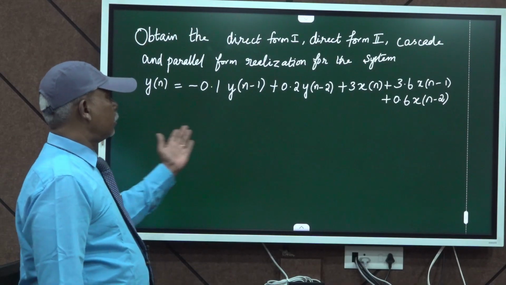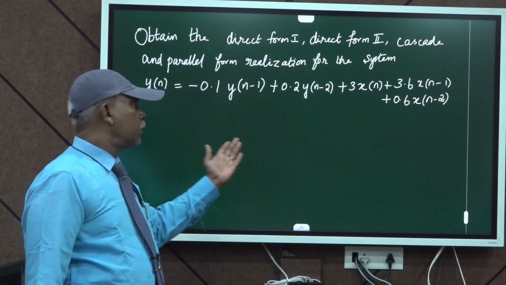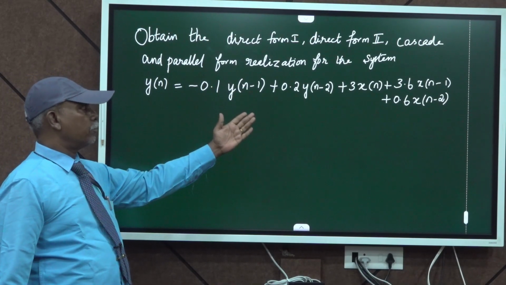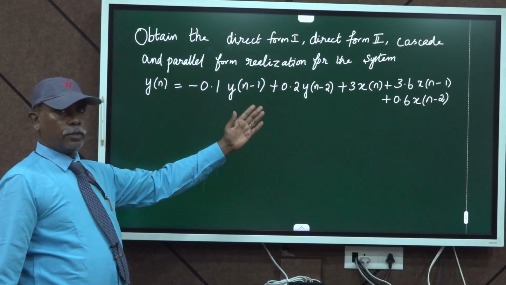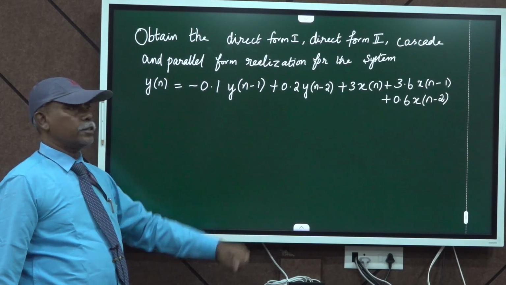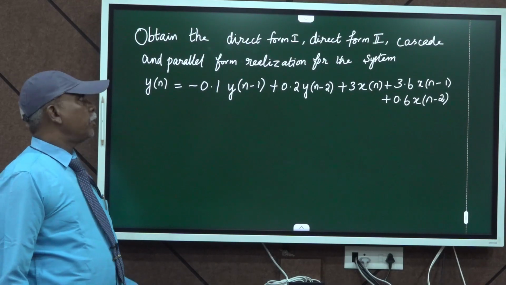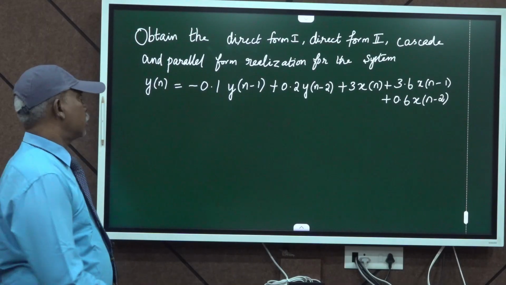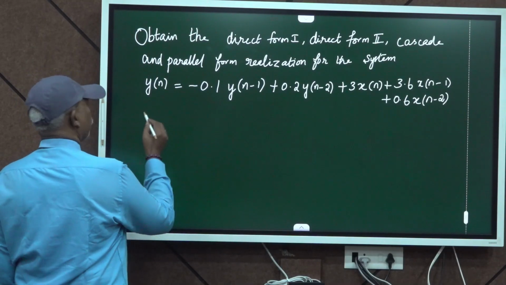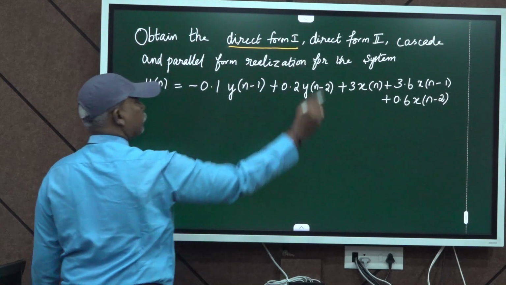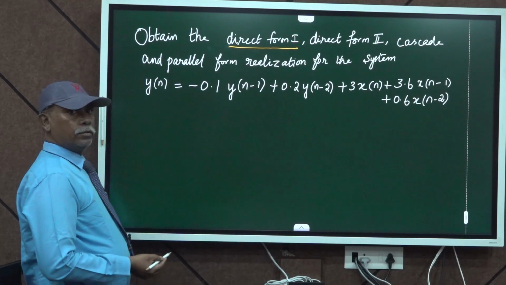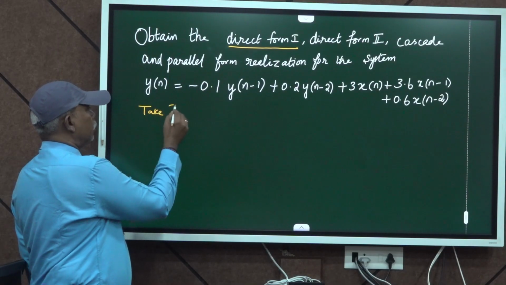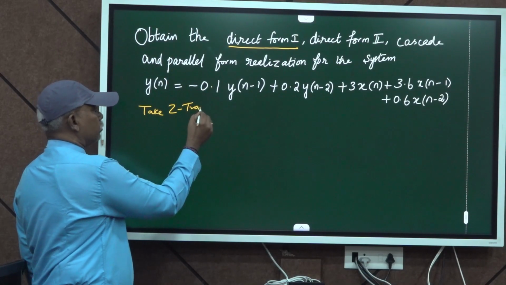Based on that we formulated the equation: y of n is equal to minus 0.1 y of n minus 1 plus 0.2 y of n minus 2 plus 3 into x of n plus 3.6 into x of n minus 1 plus 0.6 into x of n minus 2. Then how do we proceed to solve the direct form 1 realization? First we discuss direct form 1. For this, take the Z transform on both sides.